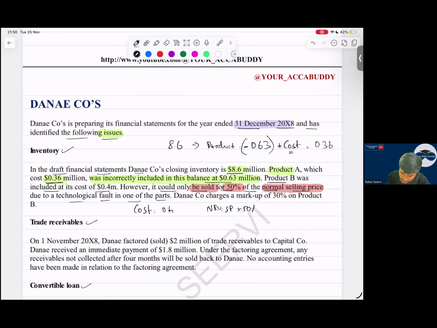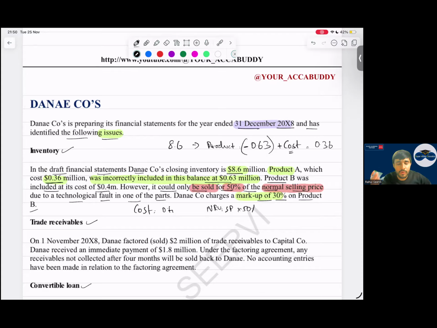D charges a markup of 30% on product B. Okay, it is a case of markup. Have they directly given us the selling price? They have not given the selling price directly. They are saying that normally we charge a 30% markup.